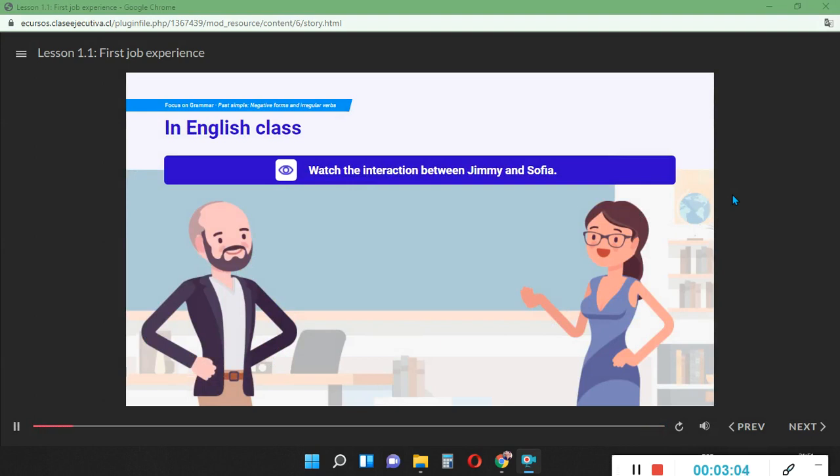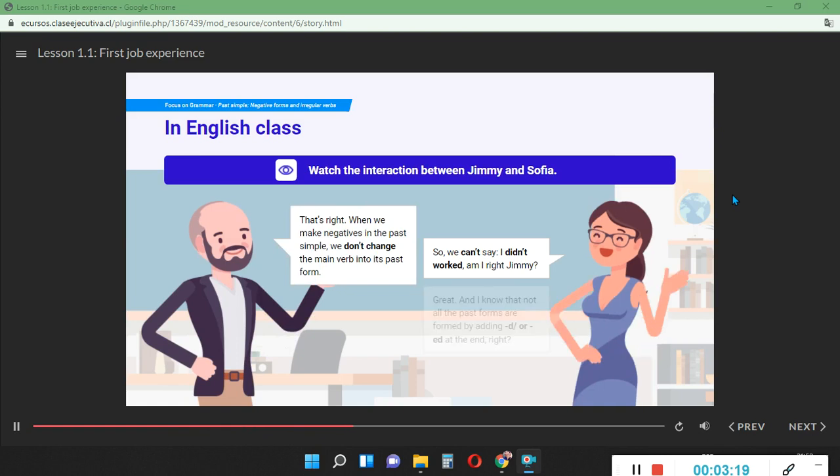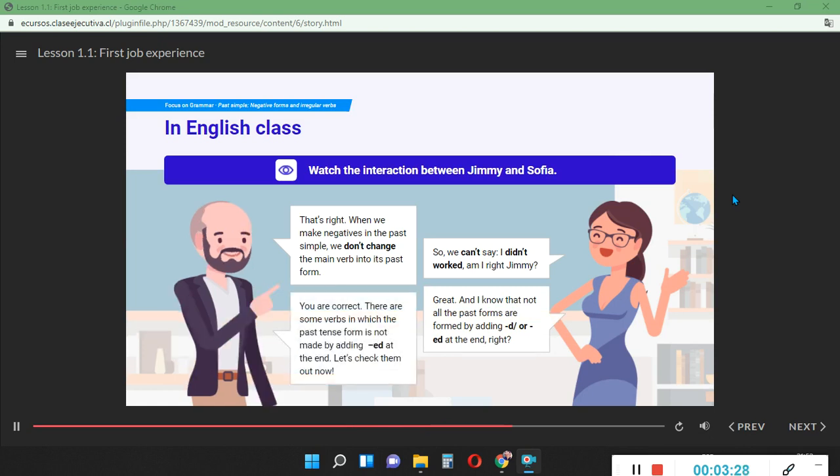Watch the interaction between Jimmy and Sophia. So, we can't say I didn't worked. Am I right, Jimmy? That's right. When we make negatives in the past simple, we don't change the main verb into its past form. Great. And I know that not all the past forms are formed by adding D or ED at the end, right? You're correct. There are some verbs in which the past tense form is not made by adding ed at the end. Let's check them out now.